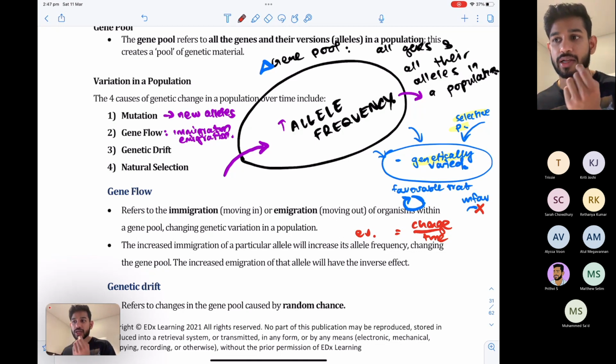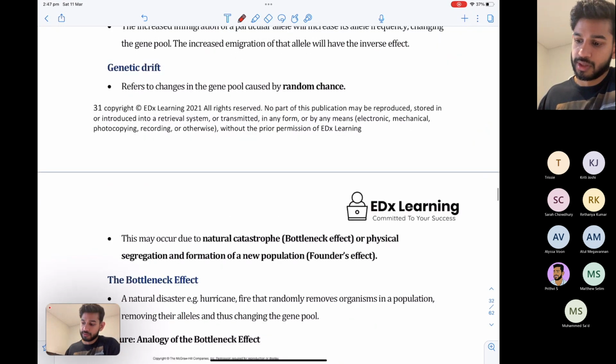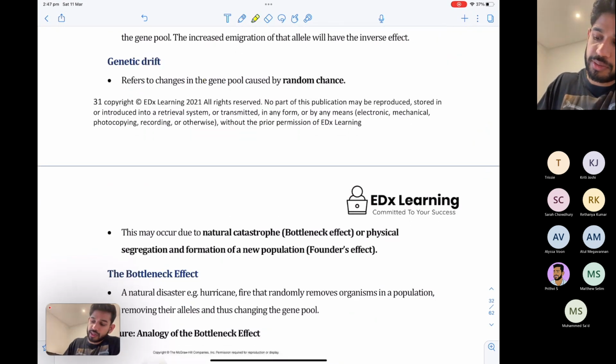Genetic drift is change in allele frequency due to random chance. Perfect example of that is a natural disaster. Tsunami, an earthquake, tornado, any natural disaster can just suddenly change allele frequencies. Okay, good. It's all here. Changes in the gene pool due to random chance.